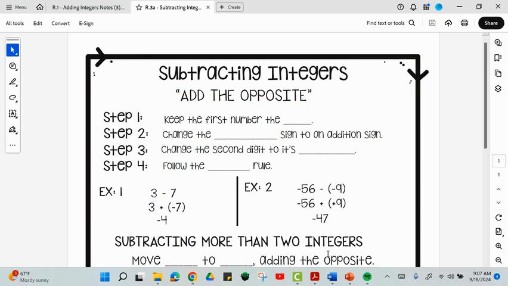Hello class, this video is going to focus on subtracting integers. So the key thing with subtracting integers is you always want to change it to addition. So we call that adding the opposite. So the first step is keep the first number the same.